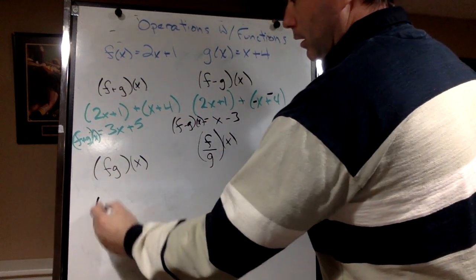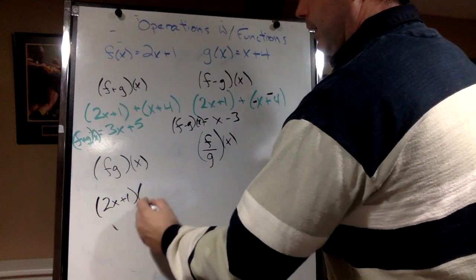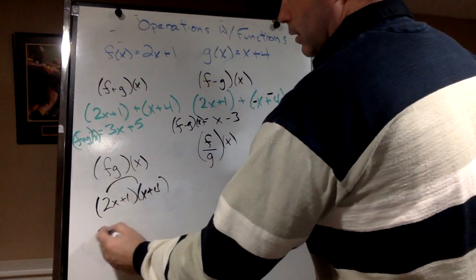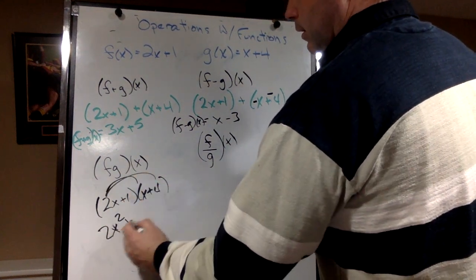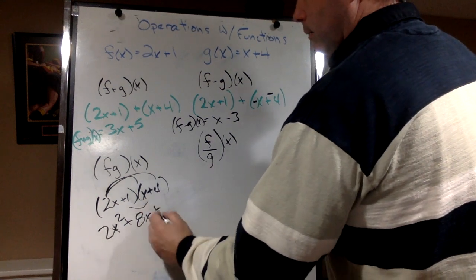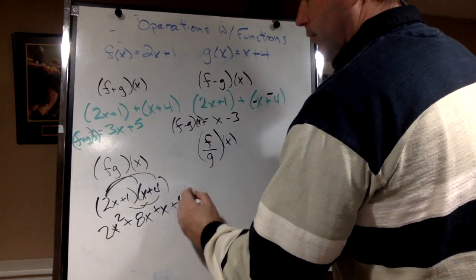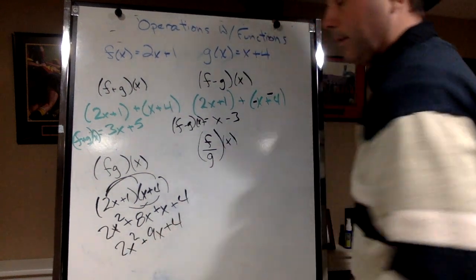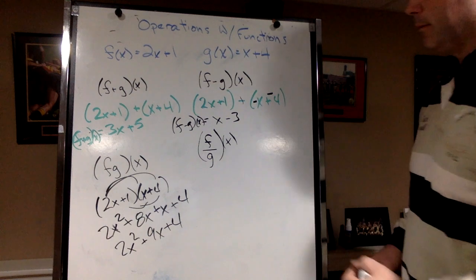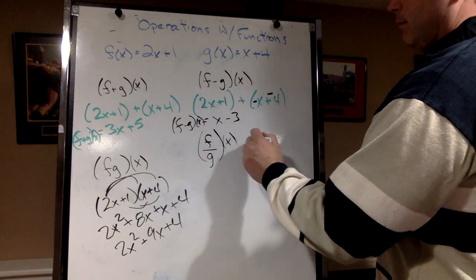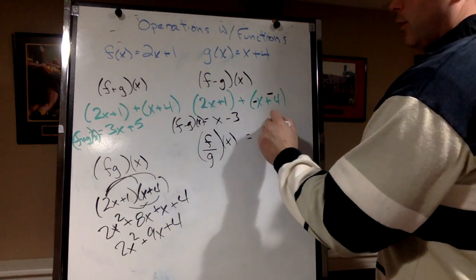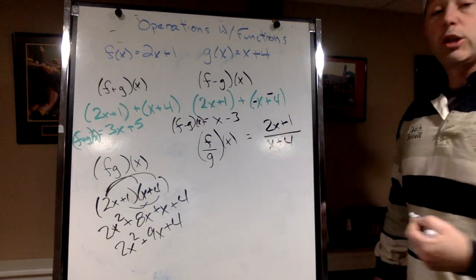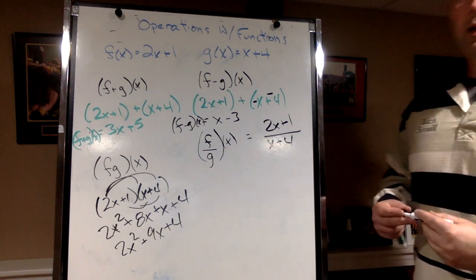f times g, all right, parentheses, super important here, because we're going to have to do what? Distribute, okay? 2x squared plus 8x plus x plus 4. So that's 2x squared plus 9x plus 4. Bam. We had to combine some like terms. f divided by g, even more simple most times because I can't do anything with it. Literally put f over g.